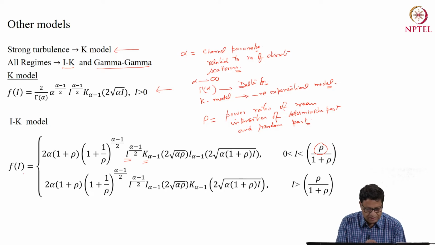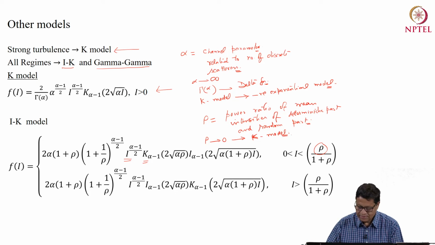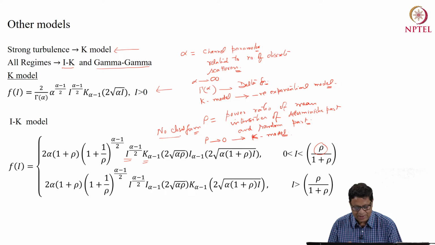And so this is the PDF for the IK model, and as rho tends to 0, which means you have a high random part, this model will also reduce to the K model. This reduces to the K model. And they have no closed form equation, no closed form. So sometimes it becomes difficult to handle mathematically.